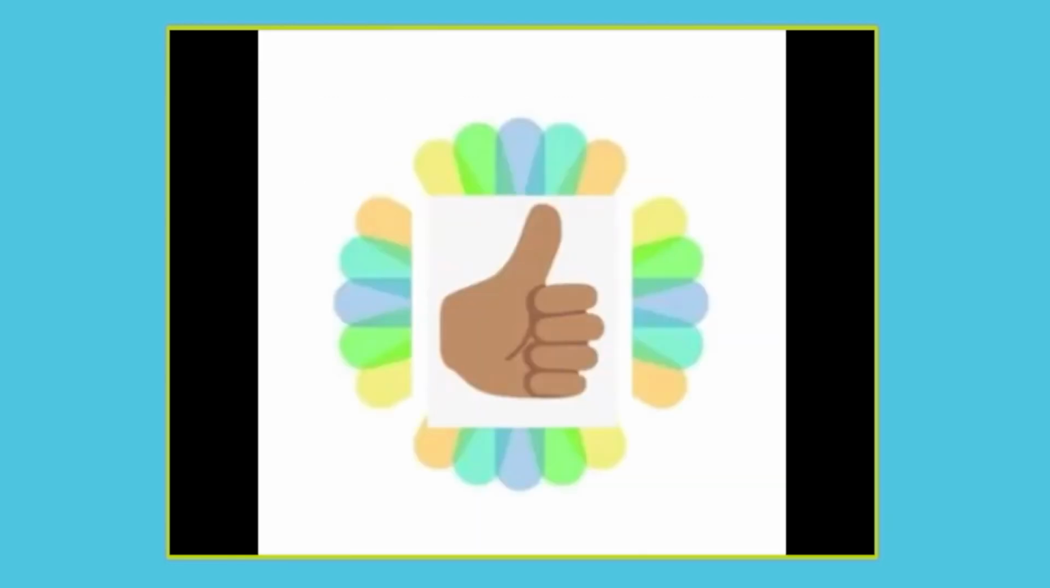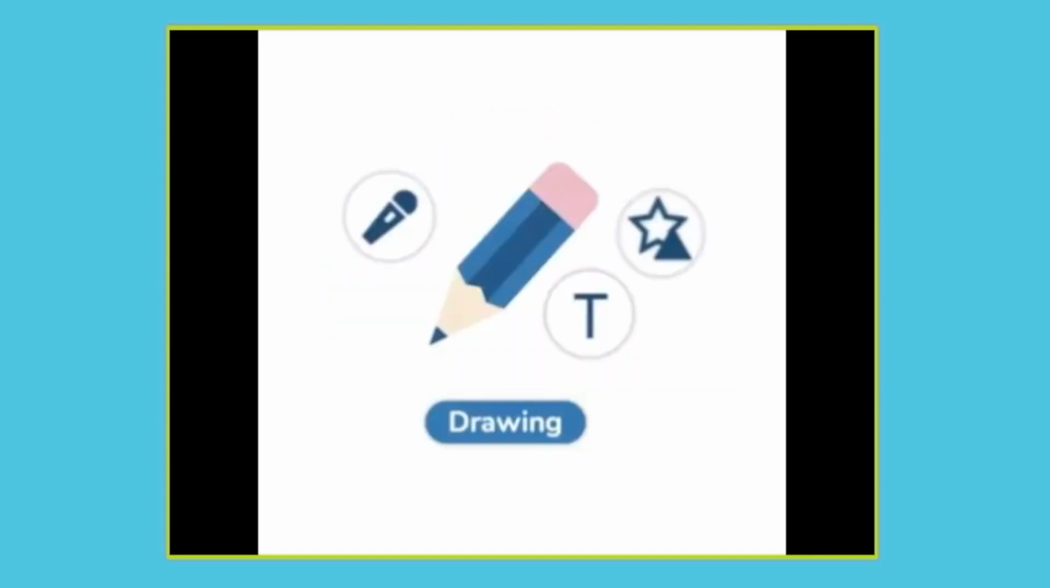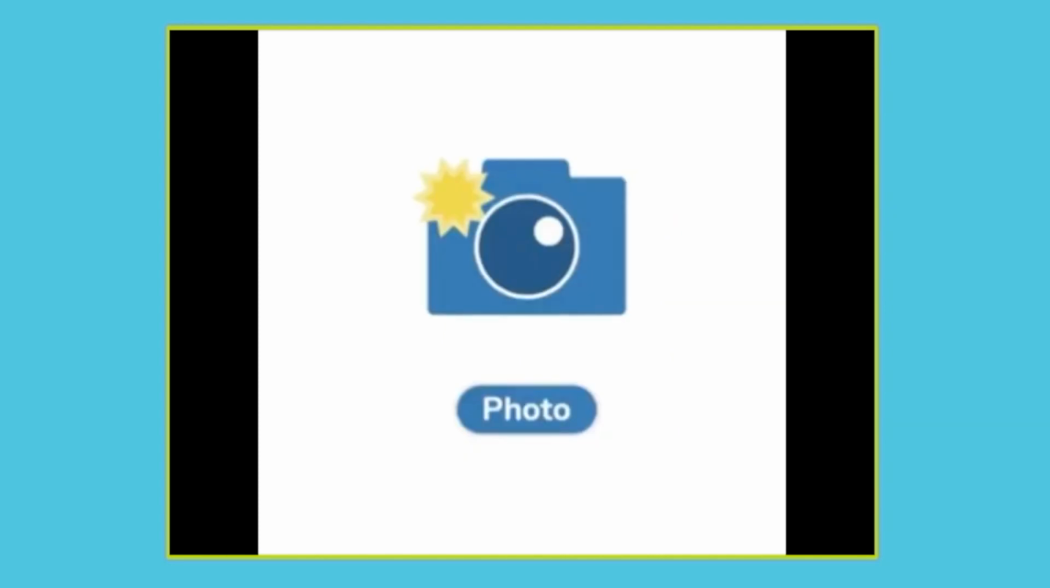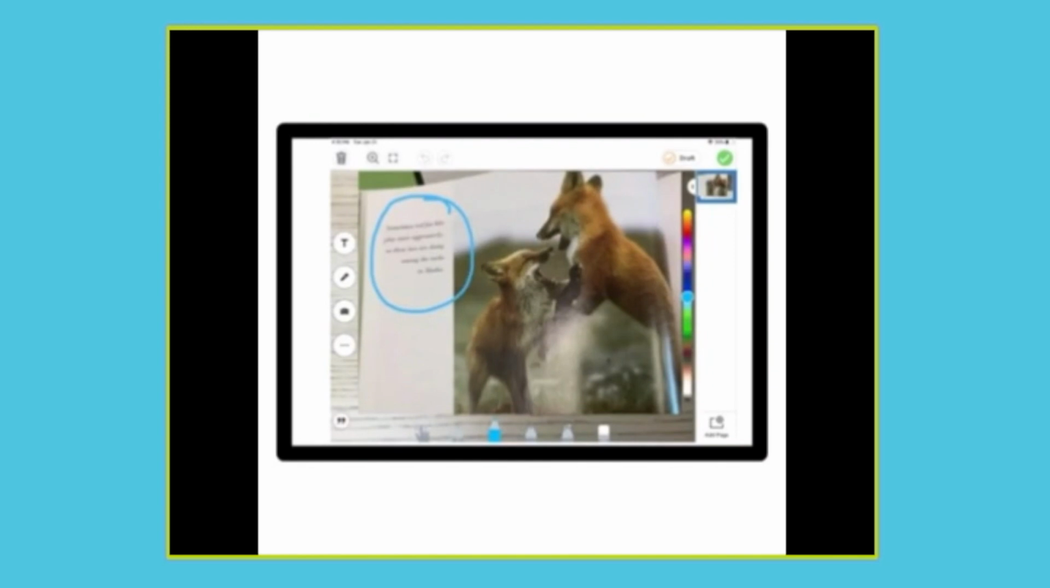Wow! Cool, huh? Seesaw helps you show all the things you know and are learning. You could draw a picture. Meow. You could take a photo and mark it up. I'm circling an important fact in the book I am reading.